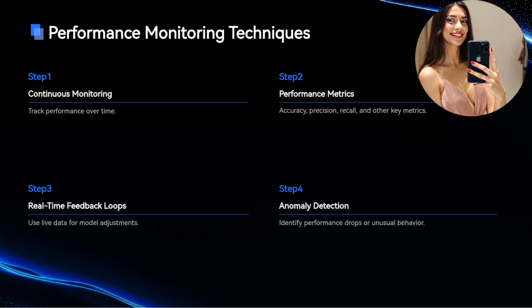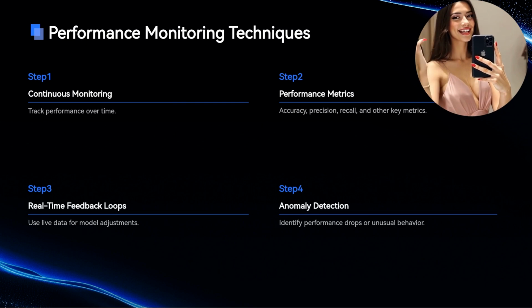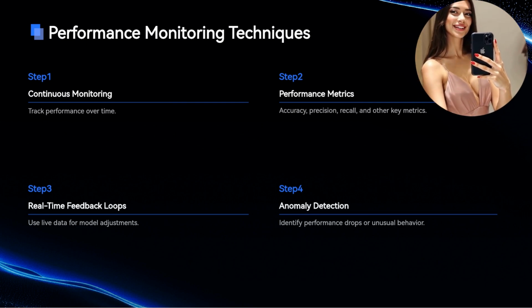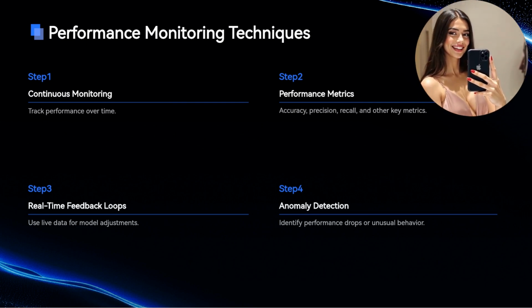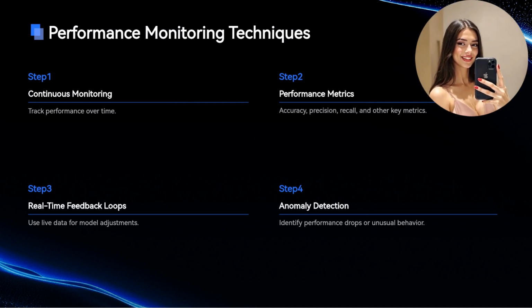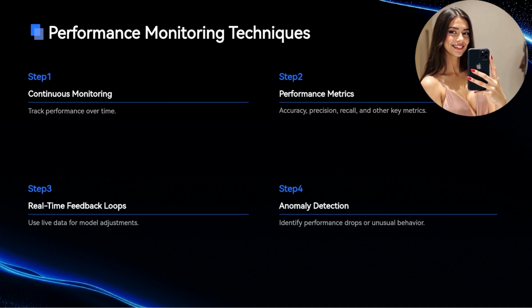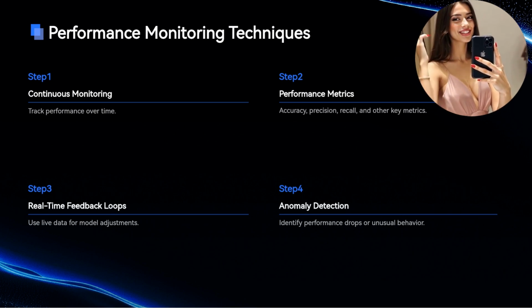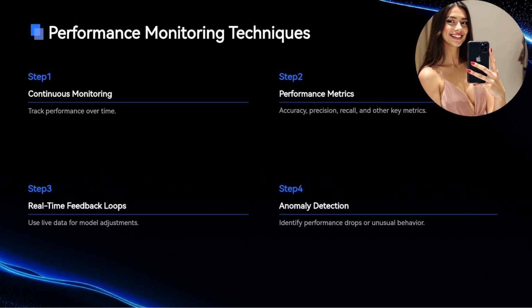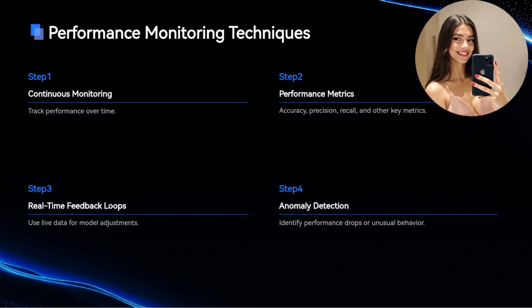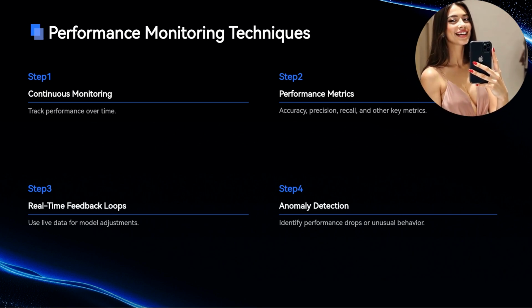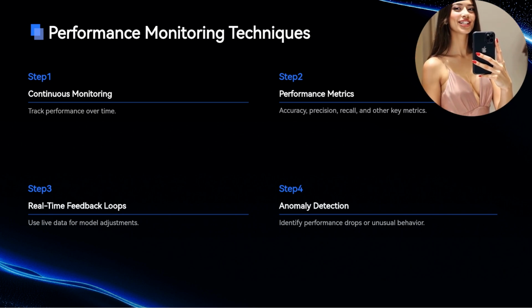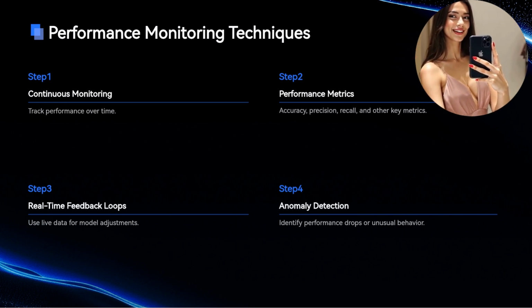Monitoring model performance is essential to ensure the system behaves as expected after deployment. Continuous tracking allows teams to detect problems before they lead to significant failures. Continuous monitoring. The model's performance should be tracked over time to ensure it is consistently performing at the expected level. Any significant deviation could indicate a shift in data or an issue with the model.